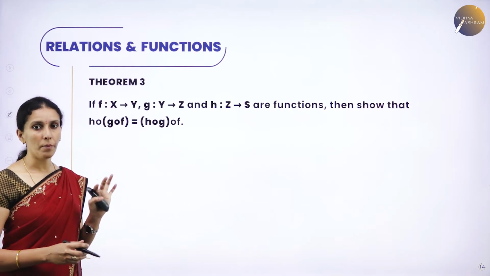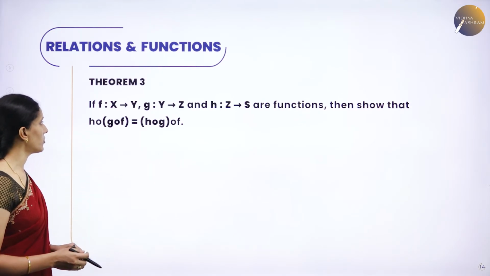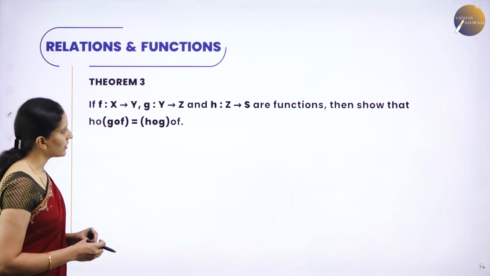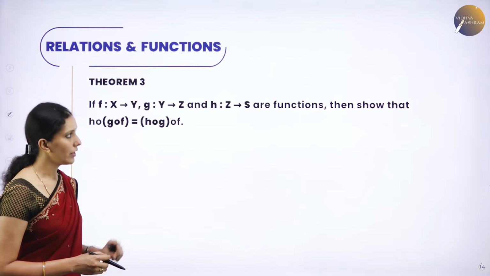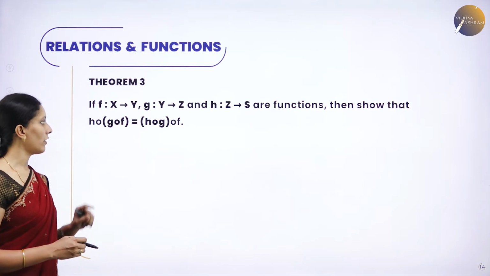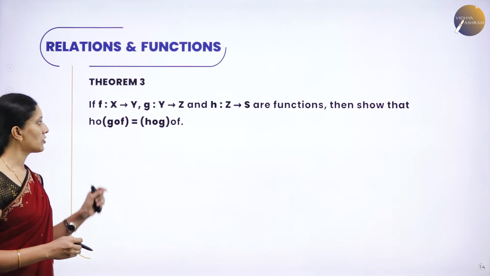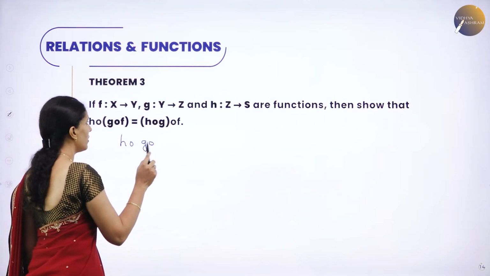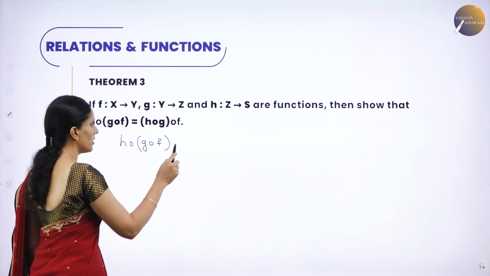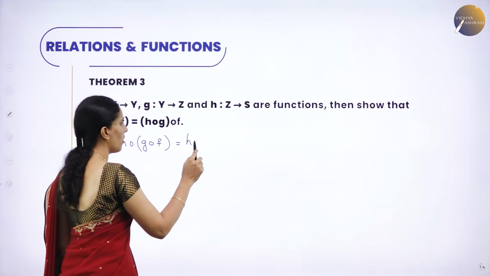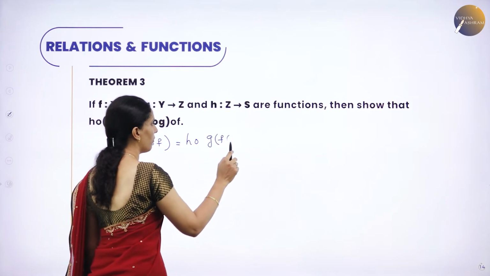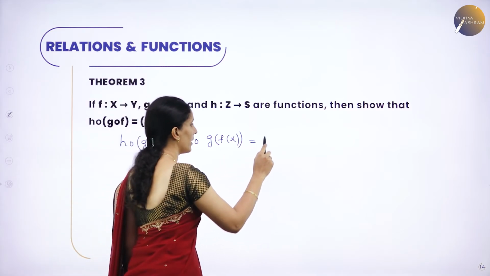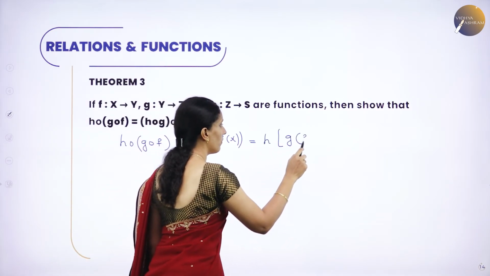Next one. Here it's the composition of functions in the form of associativity. If f is a function from X to Y, g is a function from Y to Z, and h is a function from Z to S, then show that h naught (g naught f) is equal to (h naught g) naught f. So let me take h naught g naught f. This can be written as h naught g of f of x. So let me take an element x here, and this can be written as h of g of f of x.